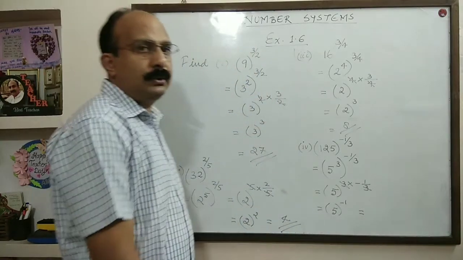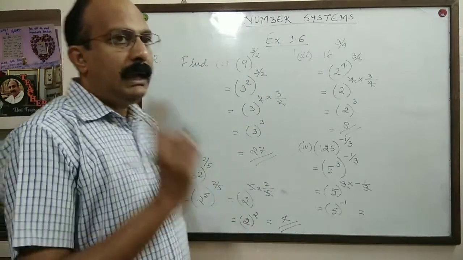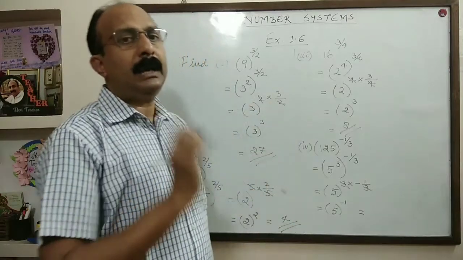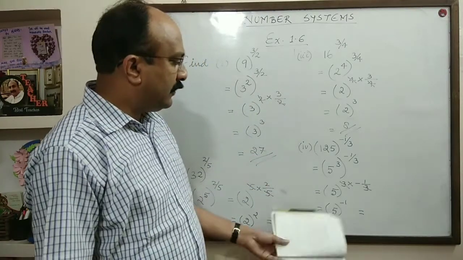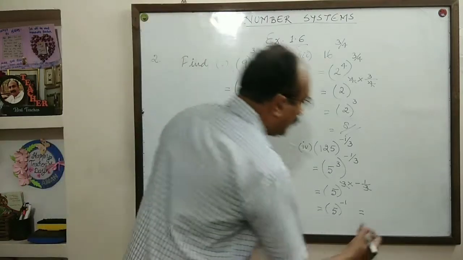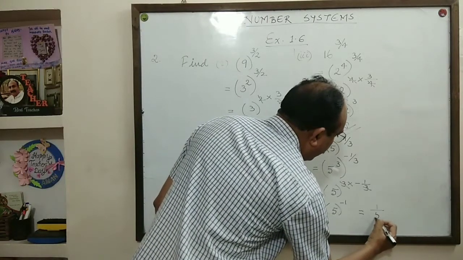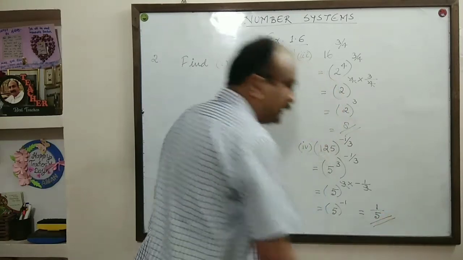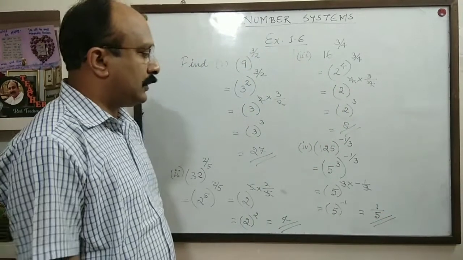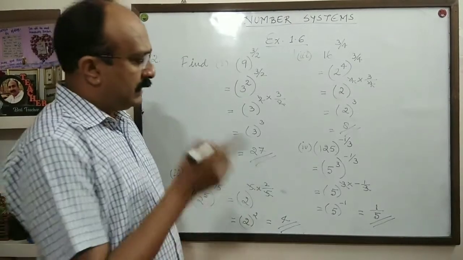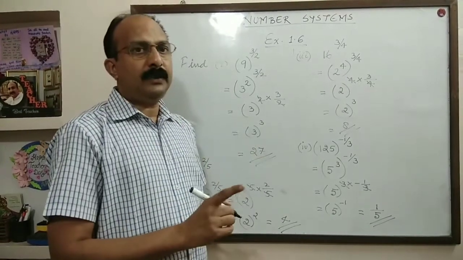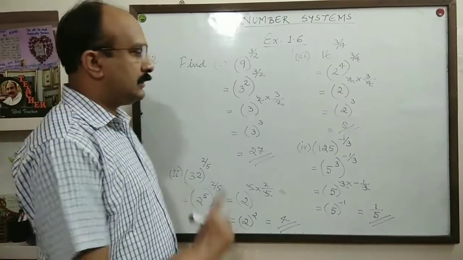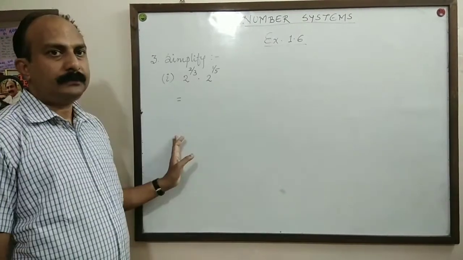And you must know one more rule. Anything power minus 1 is 1 upon that number. For example, 5 power minus 1 is 1 upon 5. I don't know whether it was in the previous exponent rule or not. If not, remember, a power minus 1 is equal to 1 upon a. Remember this law also. So that's all for question number 2.